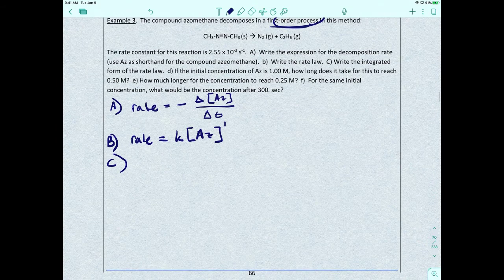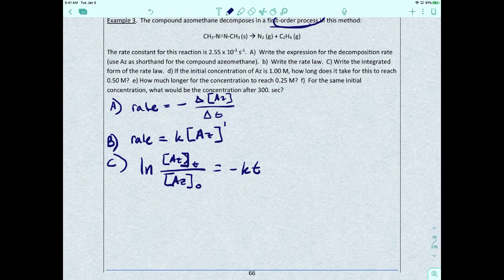For part C, we're going to take the natural log of the concentration of azomethane at a certain point in time, T, divided by the initial concentration of azomethane. That's going to be equal to negative KT. There it is. That is the integrated rate law.